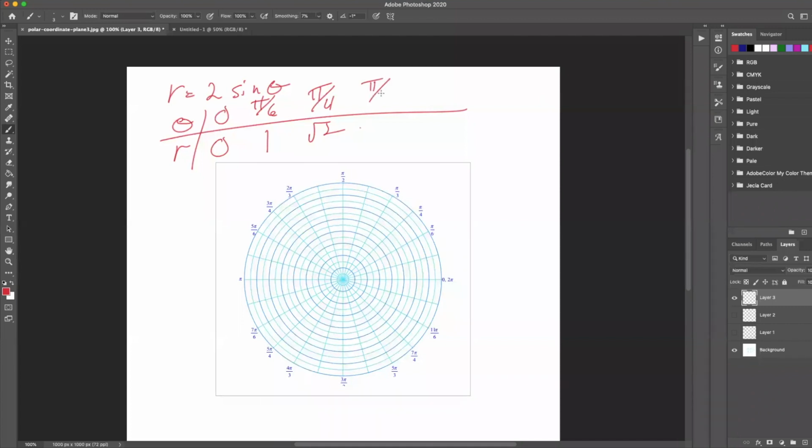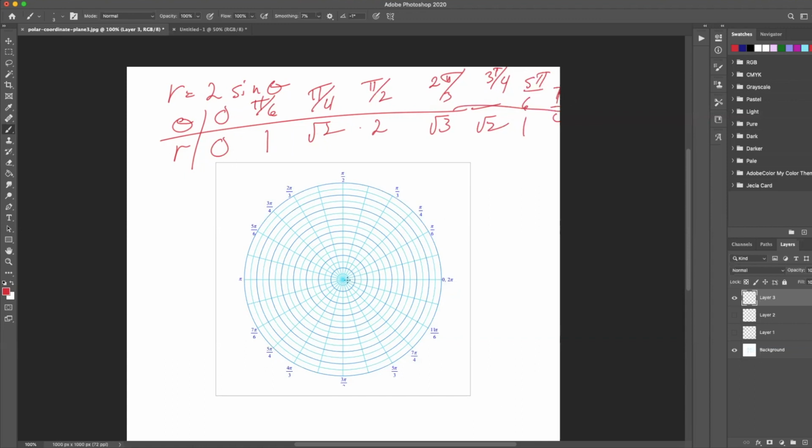If you kept on going, pi over 2 gives you 2. We don't need to do all of them. 2 pi over 3 gives you square root of 3. 3 pi over 4 gives you square root 2. Then 5 pi over 6 gives you 1, and pi gives you 0. And when we go through the negative ones, it just repeats itself.